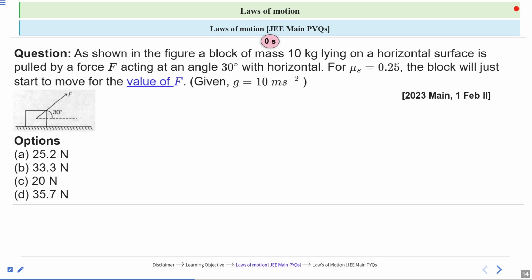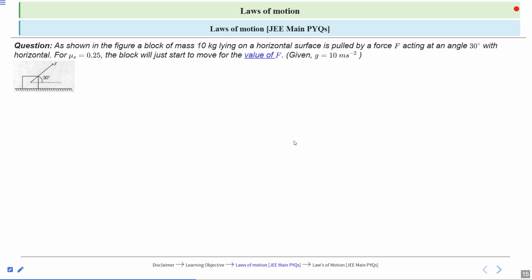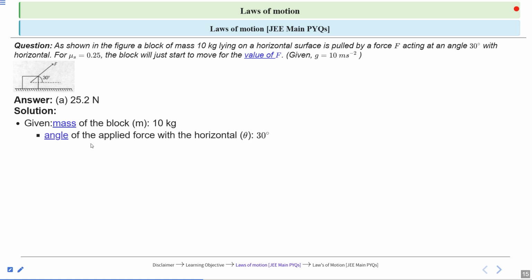Let's see the solution of this question. The correct option is A, 25.2 Newton. Solution: the given mass of the block m is 10 kg, the angle of the applied force with the horizontal is 30 degree, the coefficient of static friction mu s is equal to 0.25, and acceleration due to gravity is 10 meter per second square.